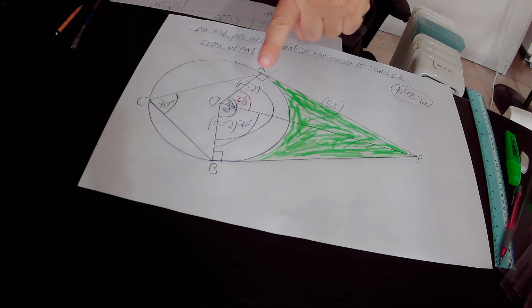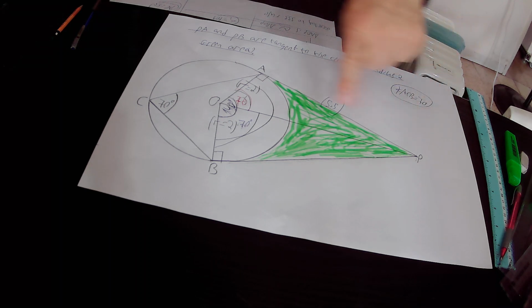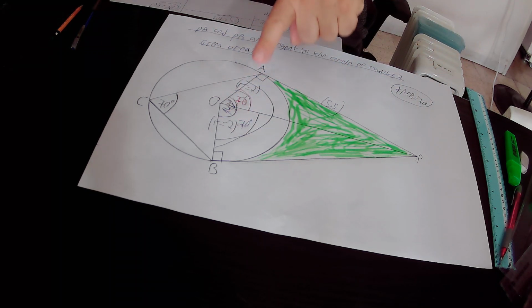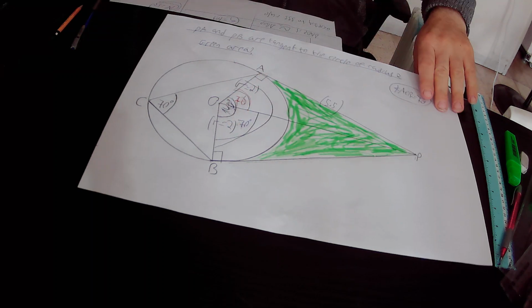Tangent PB will be perpendicular to the radius BO. Why? Because the radius OB is drawn to point B, that is the point of tangency of tangent PB with this circle. If PB is perpendicular to BO, it means that this angle equals 90 degrees.